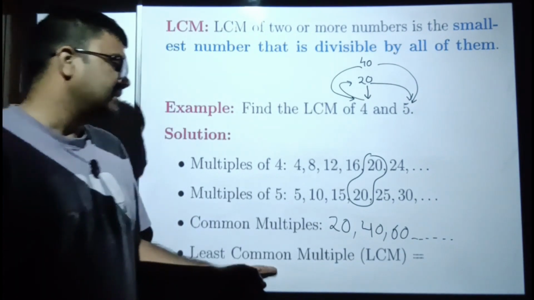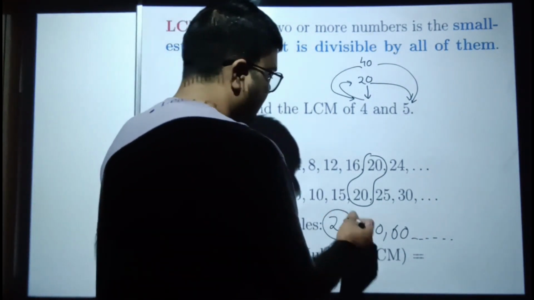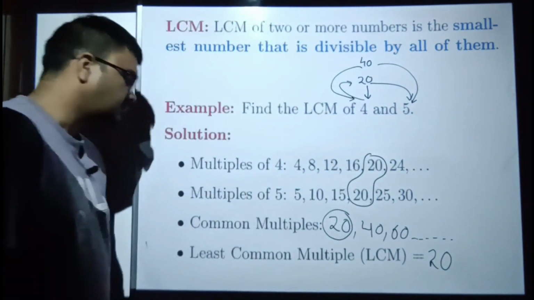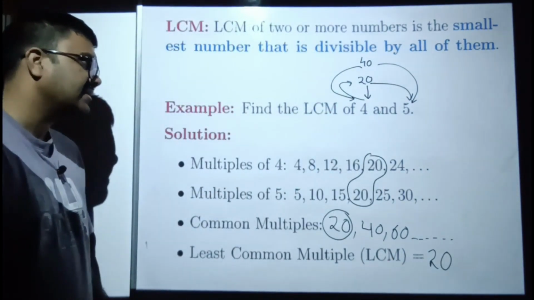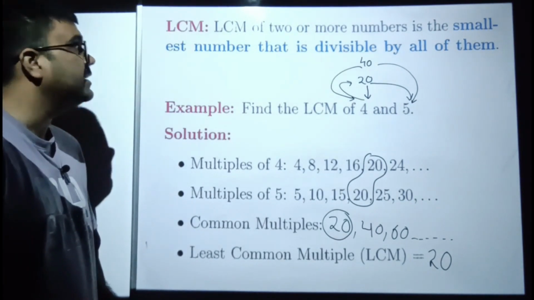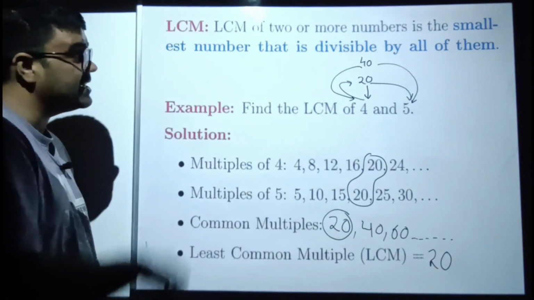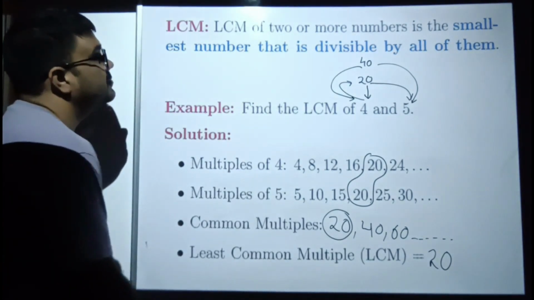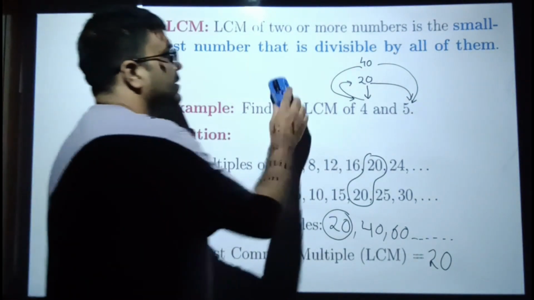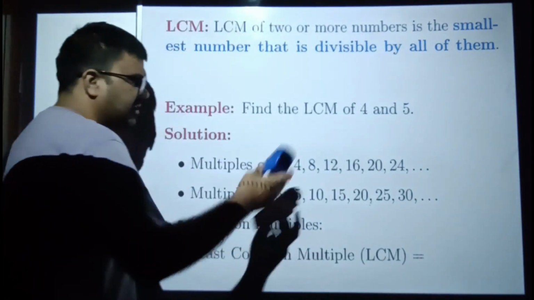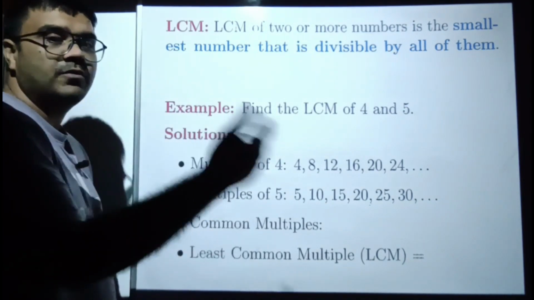Then we have to write the least common multiple. The least value out of these is 20. So we say that the LCM of 4 and 5 is 20. And this is what the LCM is: if two numbers are given, it is the smallest number that is divisible by both the numbers, or if 4 numbers are given, then it is the number which is divisible by all 4 of them.